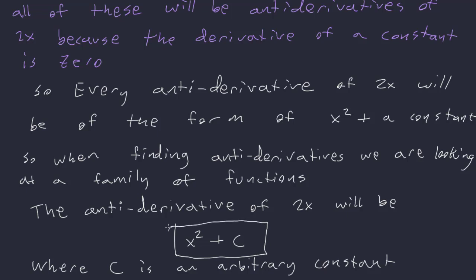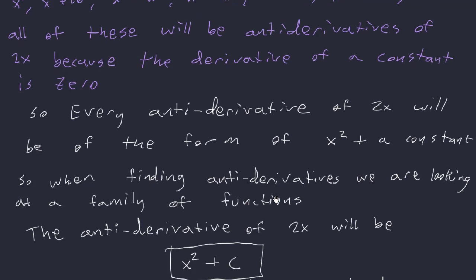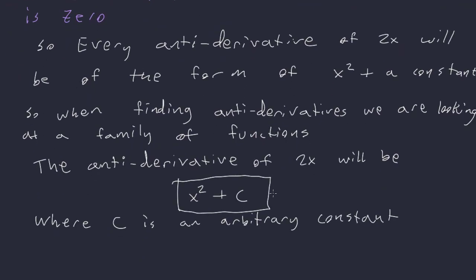It's always going to be some function plus c, because what we're doing is basically showing the form that every antiderivative, in this case of 2x, will look like. Every antiderivative of 2x is going to look like x squared plus c. That c could be anything. It could be 0, 10, negative 100, pi, negative e, square root of 99, negative a million, plus a million, whatever. There's an infinite number of possible antiderivatives.